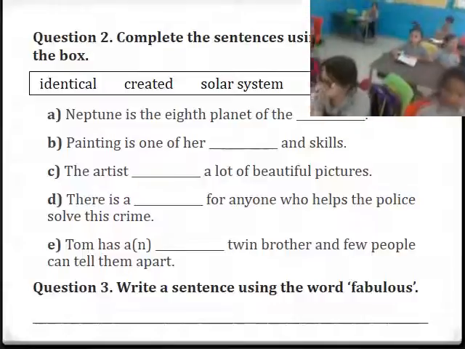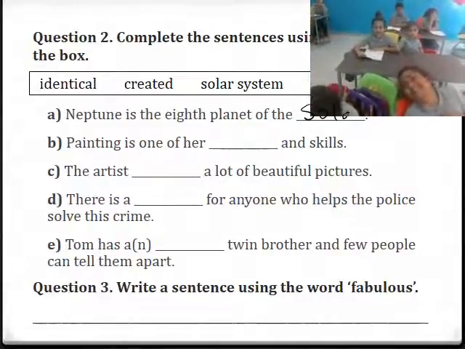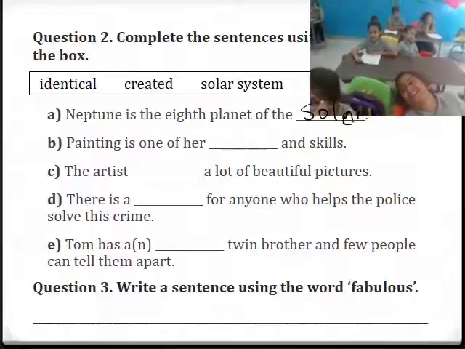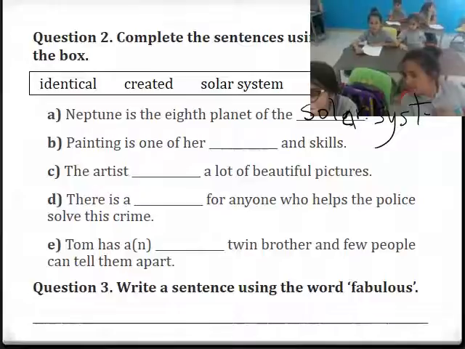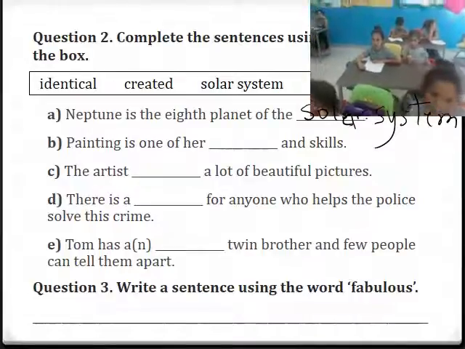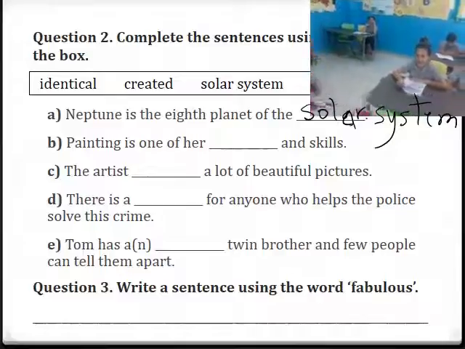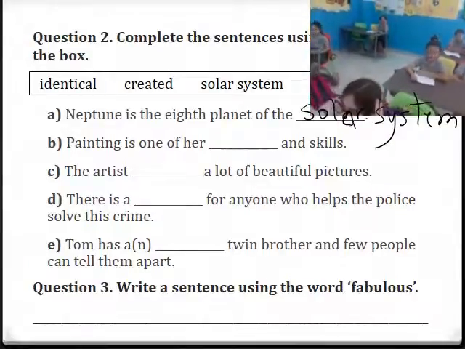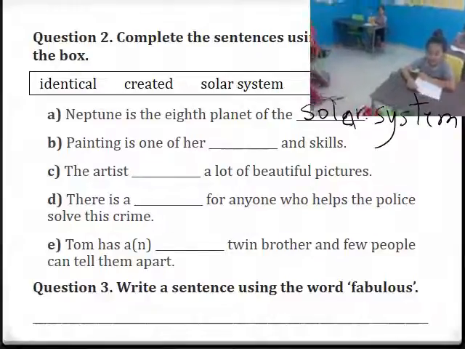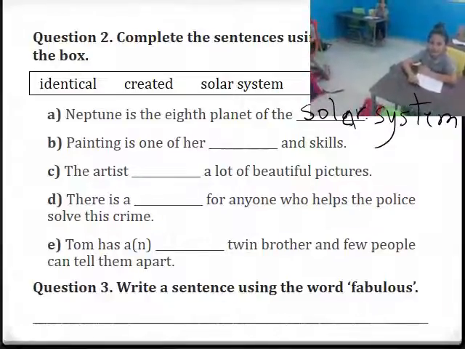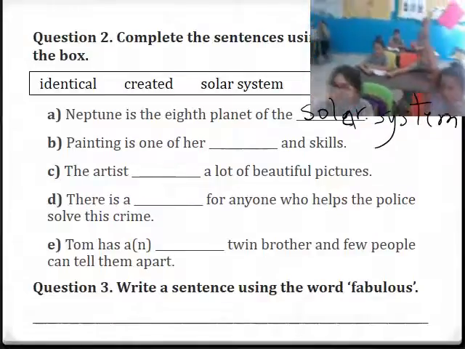Okay. Sabine, what's the meaning of solar system? The eight planets, and what else? They revolve around what? The sun. Very good. So the sun and the eight planets, those we call the solar system. And it also includes what? Yes, very good. Okay, next question.